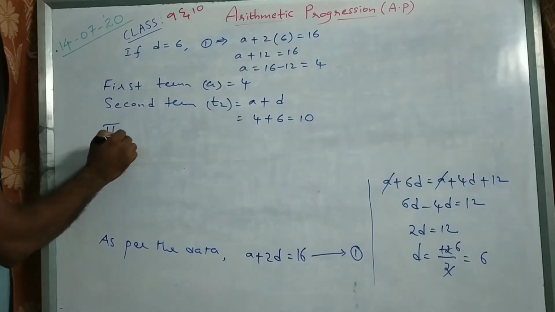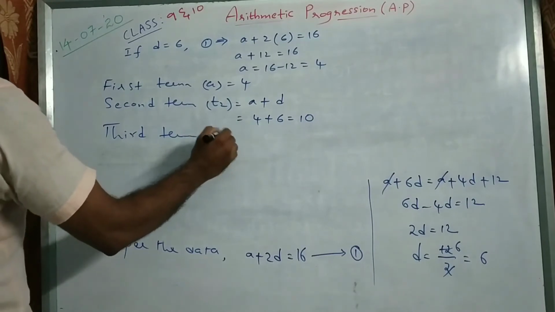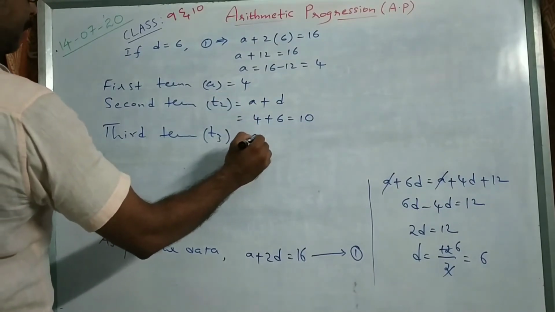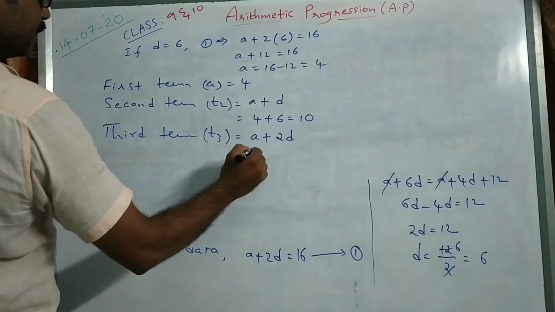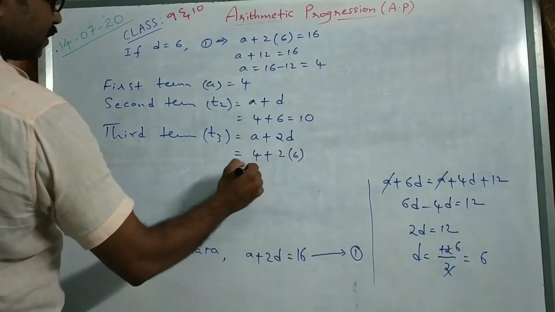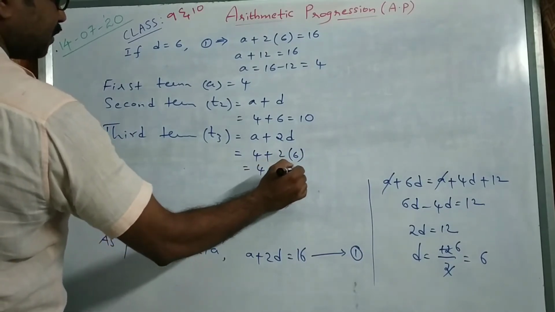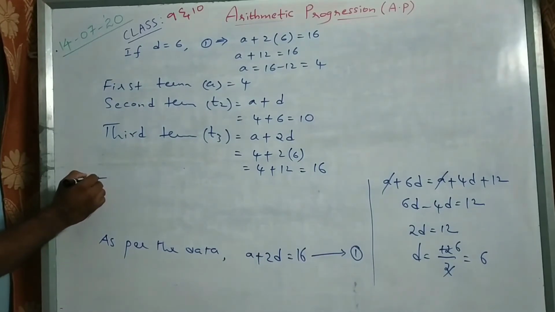Third term, what is the third term? T3 equal to a plus n minus 1, 3 minus 1, that means 2d. a value 4 plus 2 into d value 6. 4 plus 2 sixes are 12. How much? 16. Therefore, required AP.